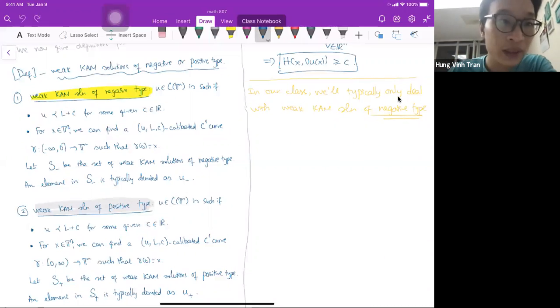So I'm going to draw a picture of what we mean here, and this is actually a big object, because you remember that the title of our course is Weak KAM theory, right? So this is sort of our main object.